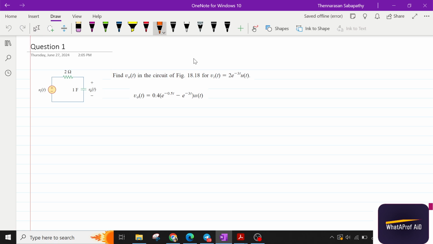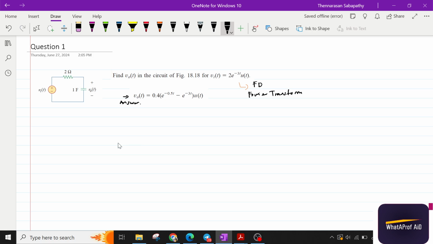So this is a circuit given where the Vi is given in the time domain, so you have to change it to the frequency domain using Fourier transform. This is actually the answer. So let's try whether we can get this answer or not.